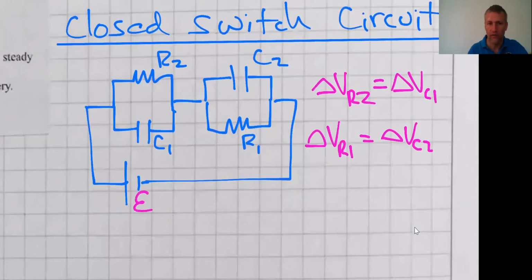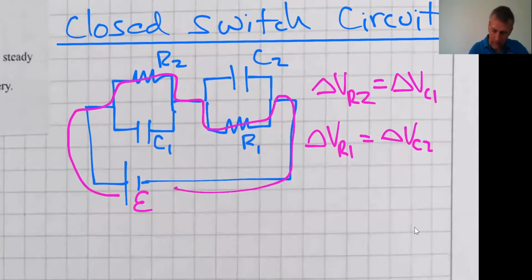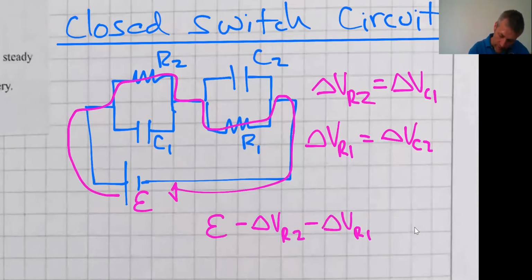We have our battery there, epsilon. We can also say that if we do a big Kirchhoff's loop here, I'm going to go this way and then that way and come back around. If I did that loop, epsilon minus delta V R2 minus delta V R1 equals 0.